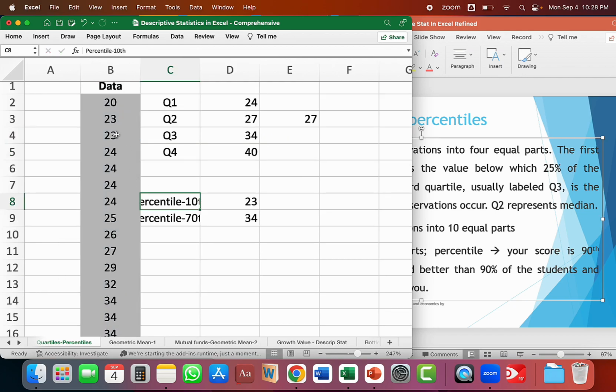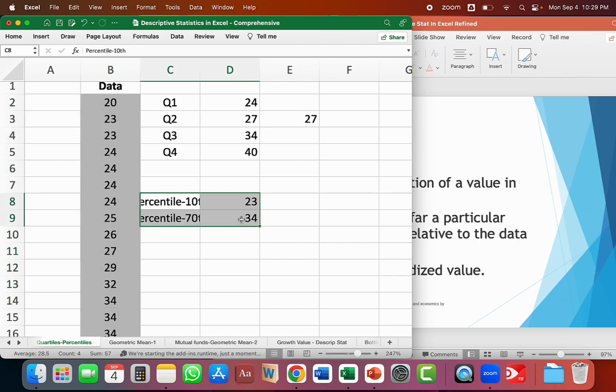For percentile, this is the 10th percentile, 23, which means 10% of values fall below 23, and the 70th percentile is 34, which means about 70% of values fall below 34. SAT scores or other scores are described in terms of percentile. If someone has a score at the 90th percentile, that would mean 90% of students score less than that particular student.